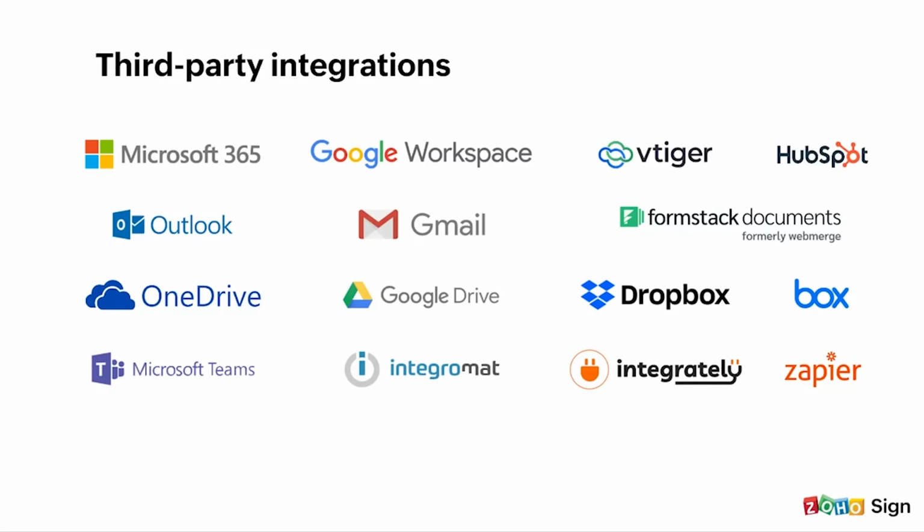Zoho Sign is not just restricted to integrating with Zoho apps, but also with a wide range of other applications. You can combine Zoho Sign with thousands of web services with integrations like Integromat, FormStack, Integrately, and Zapier. We have integrations with CRMs like HubSpot and Vtiger CRM, integrations with cloud storage solutions like Dropbox and Box, and also integrations with mailboxes like Outlook and Gmail.